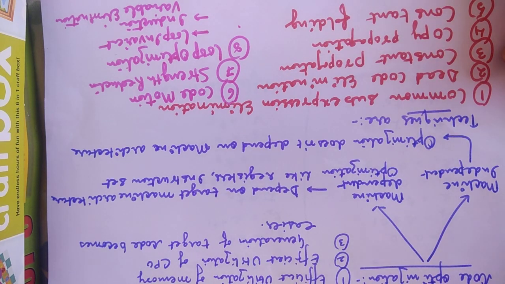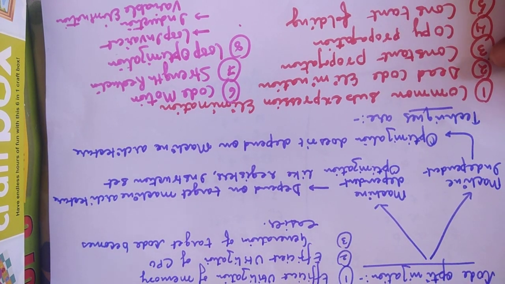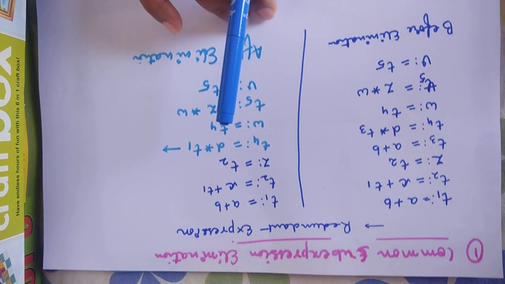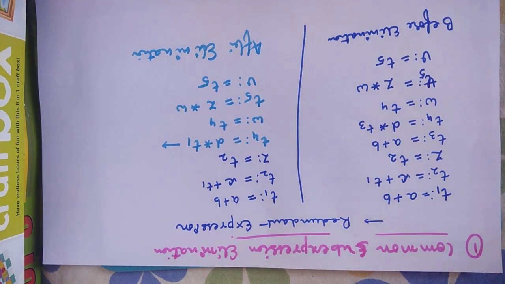Now we are going to start with the very first technique, which is known as common sub expression elimination. Common sub expression elimination means that if you have any kind of redundant expression, there is no need to recompute that expression again.